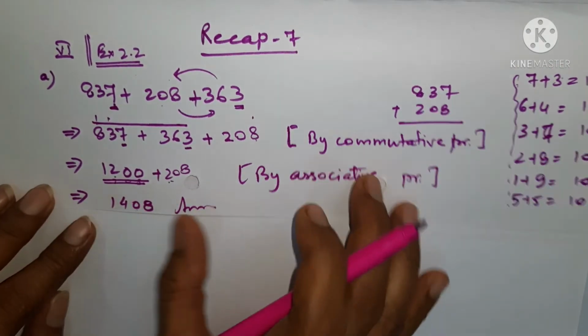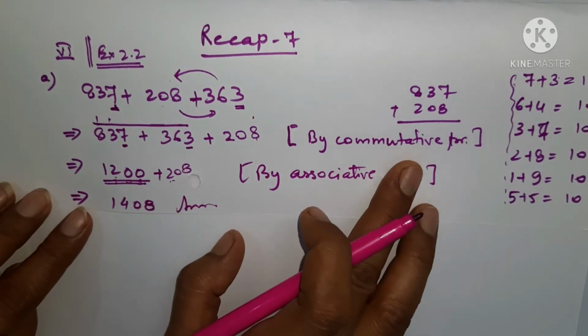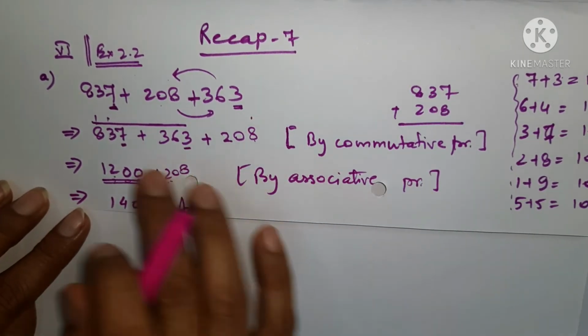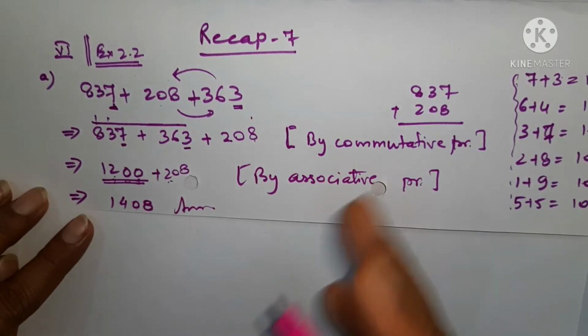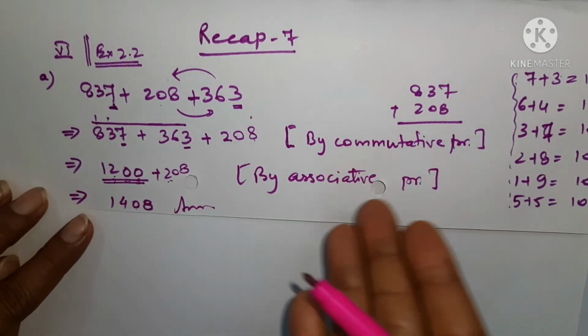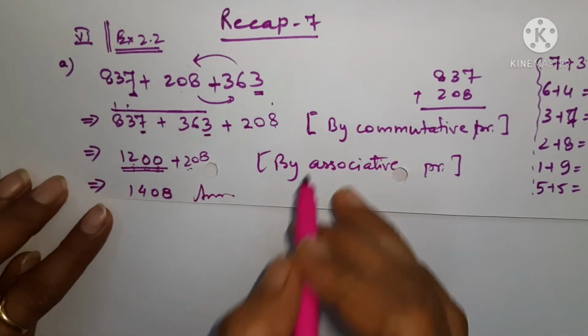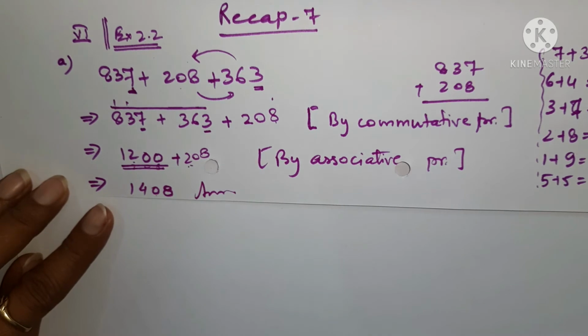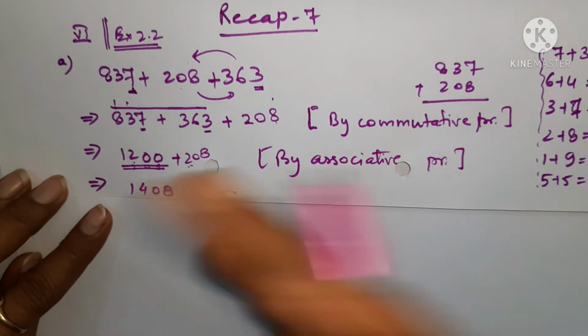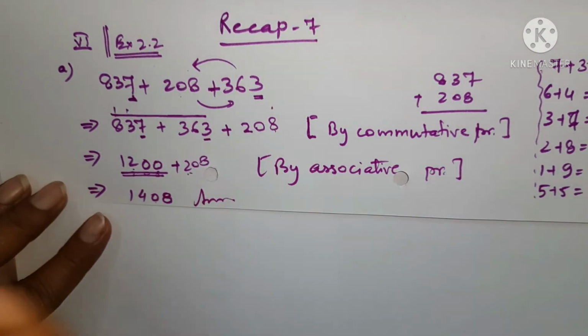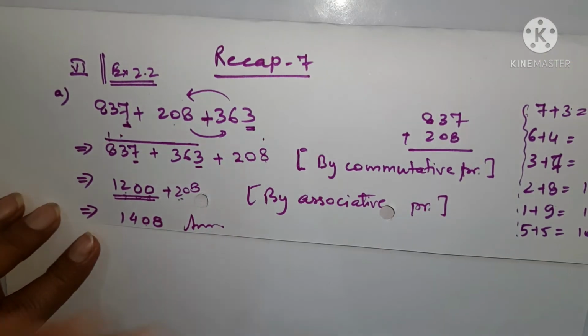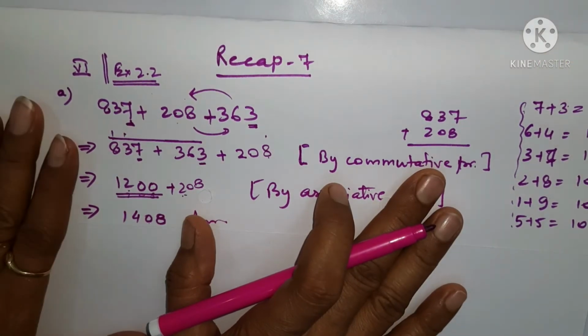So this is how we can use the commutative law and the associative law. Though we are doing our solutions, we don't understand where we are using these properties. This is how we use the properties, and we don't even realize that we have used that property. Okay, so this is how we are doing the solutions.